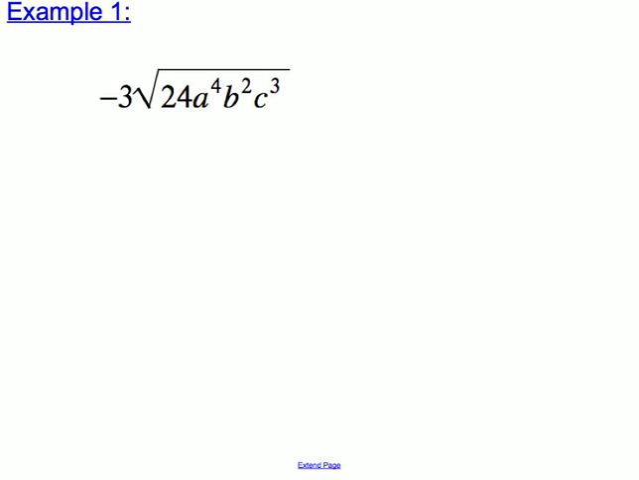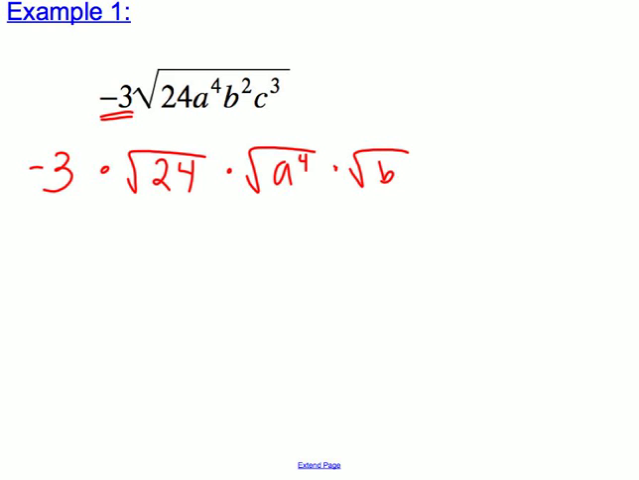So just a little bit more height and more stuff going on, but this should be getting easier with more practice. A couple of things to remember: this -3 out in front, you can just let it hang out in front as you start to separate your radicals, because we're going to separate this as the square root of 24, square root of a to the fourth, square root of b squared, and square root of c to the third.